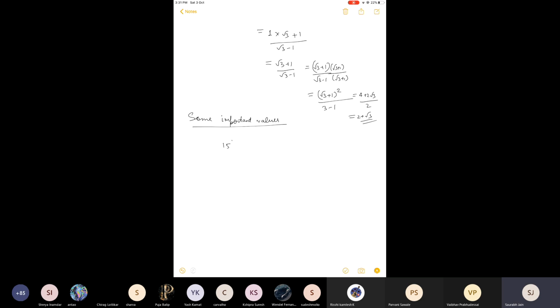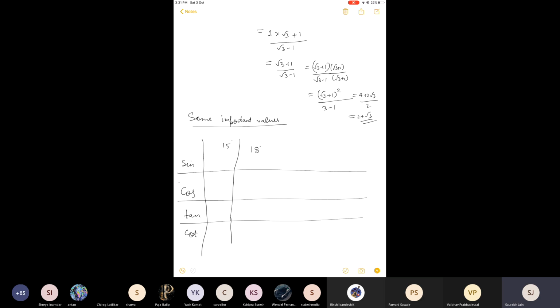So 15 degree, and not all the values. I will tell you what are the important ones or the necessary. For 15 degree, we need to learn values of sine. Four ratios are important: sine, cos, tan, cot. And I will draw this table like this.